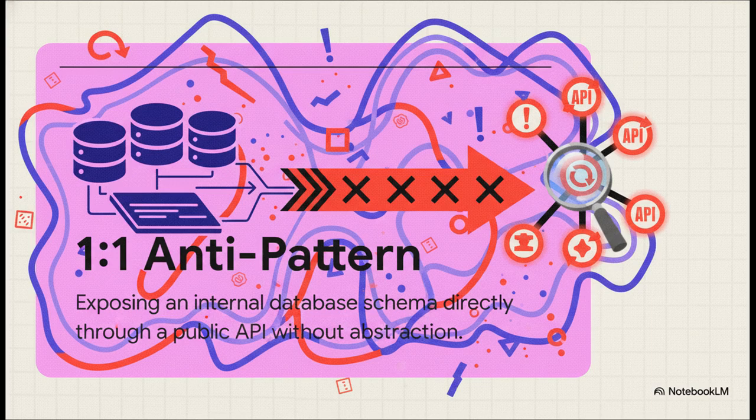trying to untangle everything. It happens when an engineering team decides to expose their internal database schema directly through a public API, without an intermediate abstraction. Essentially, whatever tables and columns exist in your database are exactly what your API returns to the client. Taking this direct one-to-one shortcut from your database straight to your user is a massive, massive architectural trap.